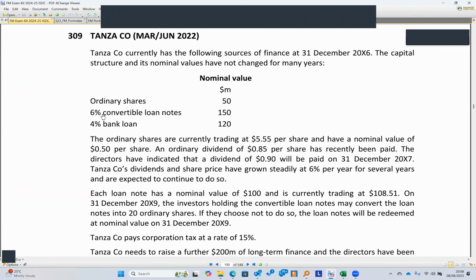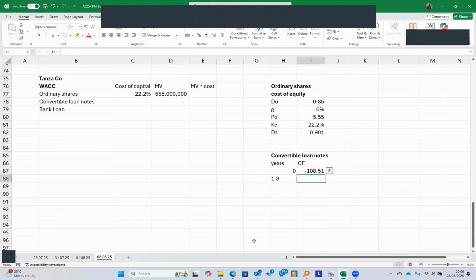But we need to know the tax rate, 15%. So this will be 6 multiplied by 1 minus 15%. So it becomes 5.1. Then now year 3.